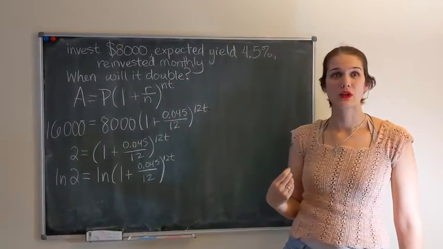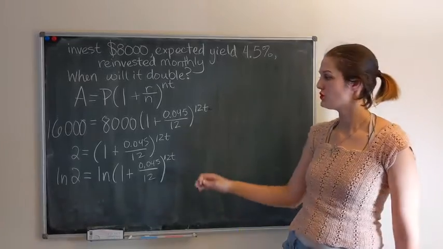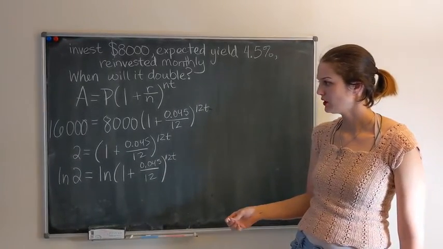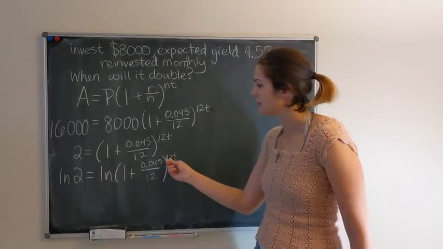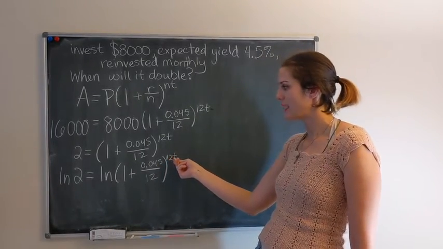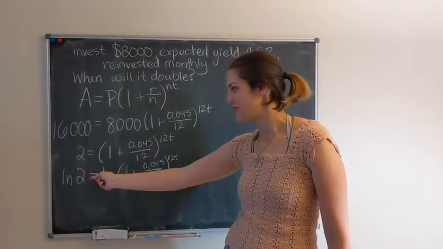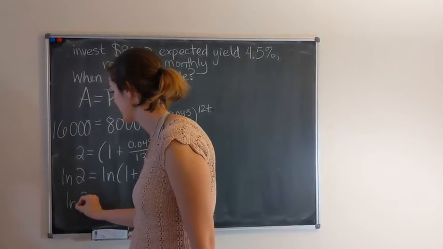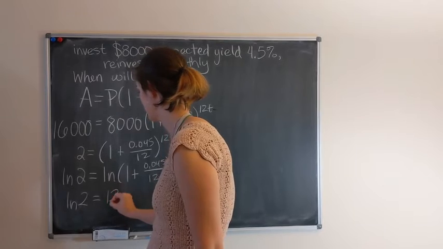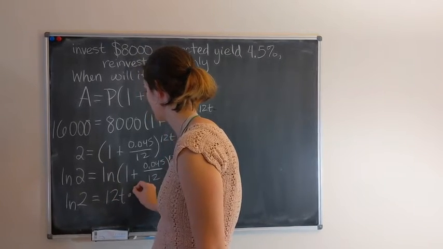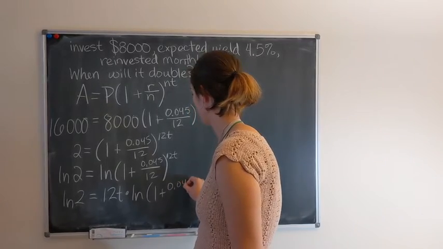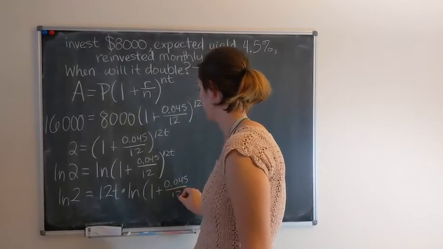Now use the power law for logarithms to bring down this exponent. Remembering that the power rule takes the exponent outside of this log and pops it out into the front to be multiplied onto the front. So we'll get the natural log of 2 equal to 12t times the natural log of 1 plus 0.045 over 12.